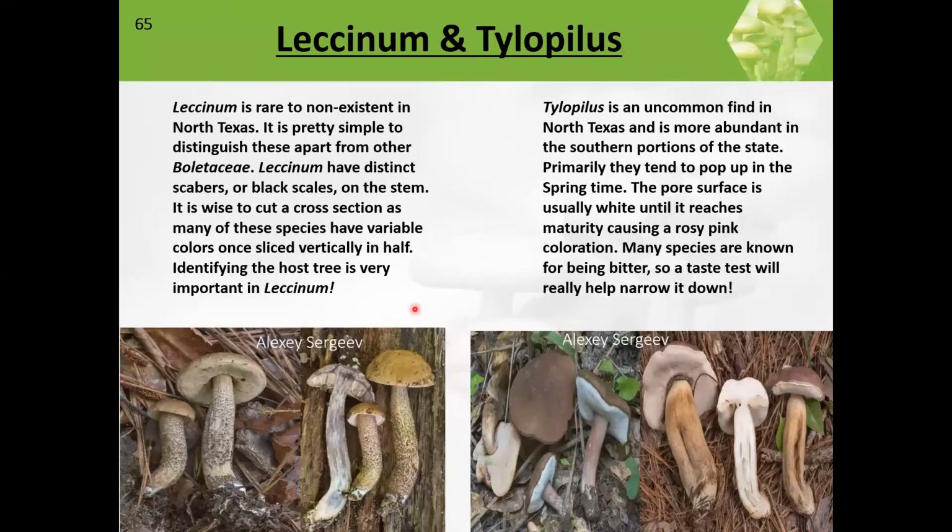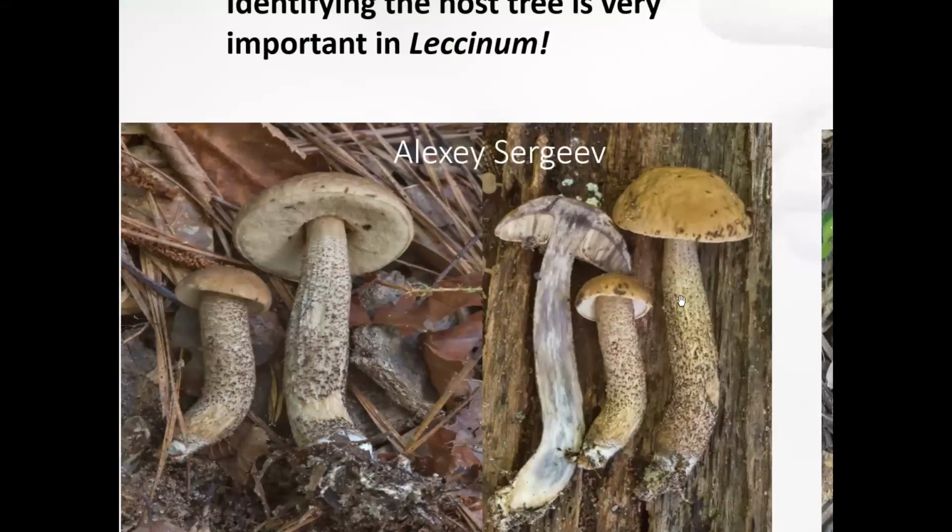So Leccinum and Tylopilus are two genera that we don't really get that much of in North Texas, but I have seen Tylopilus in the spring. So I just decided to cover them anyway. And Leccinum, they have distinct scabers on the stem. Can you zoom into the left one? Thank you. So you see these black scales on the stem. They're really a noticeable feature throughout this entire genus, right?